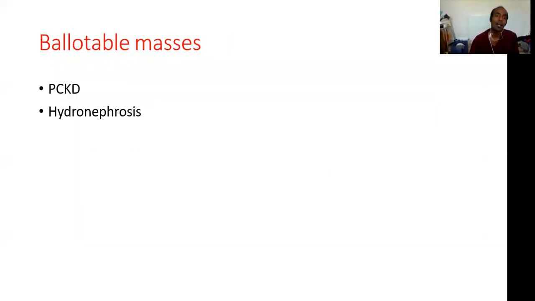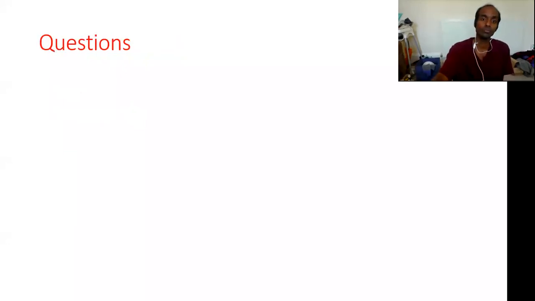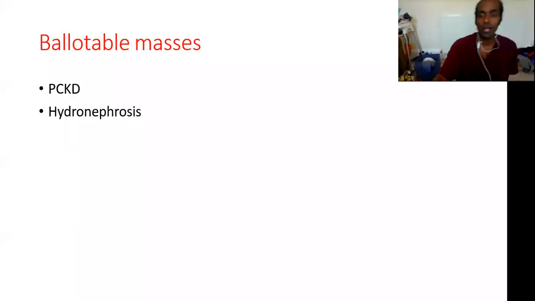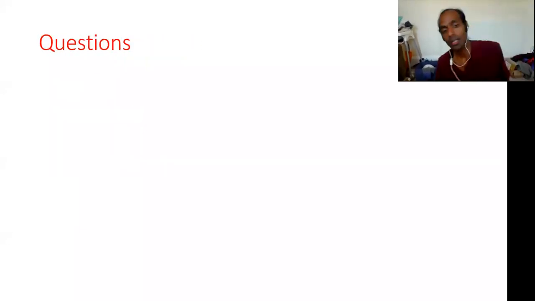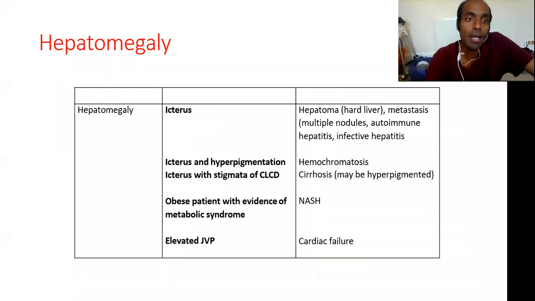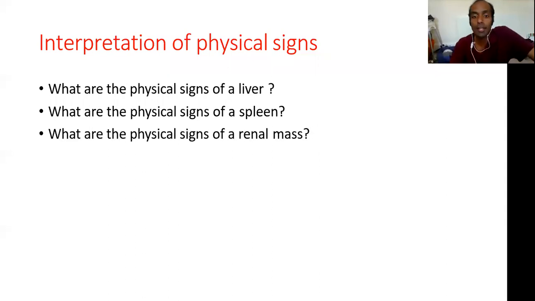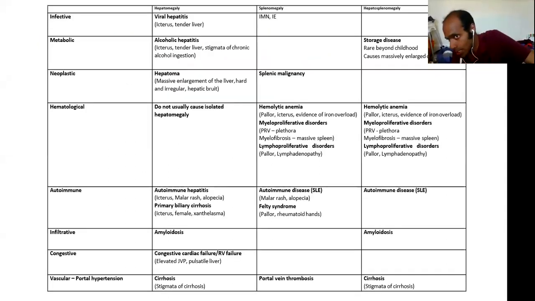Palpable masses: if it's bilateral, it is probably due to polycystic kidney disease. If it's unilateral, it may be hydronephrosis or renal cell carcinoma. That's it. So it's a short session because abdomen is easy. So in abdomen interpretation of physical signs, identify what organ you are dealing with, whether it's liver, spleen or kidney, and then based on that, you generate a differential diagnosis.